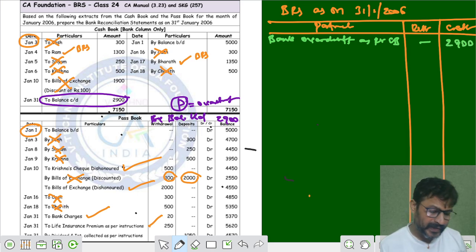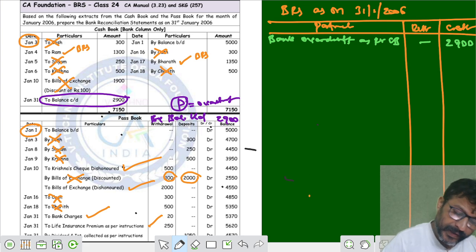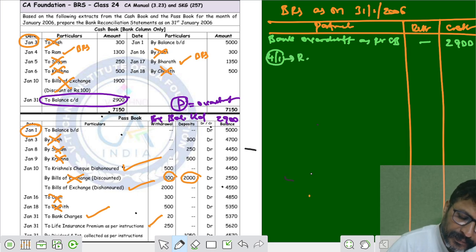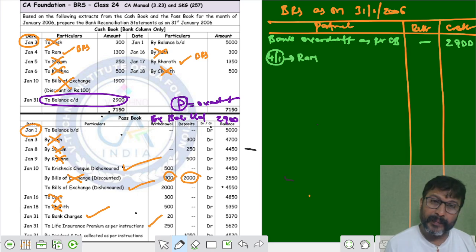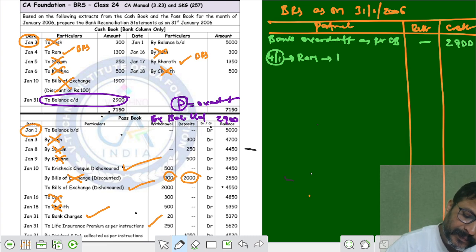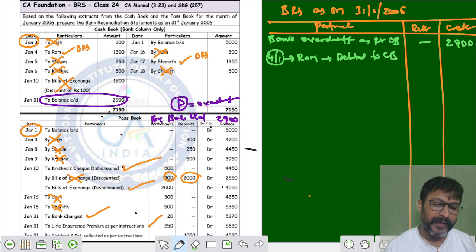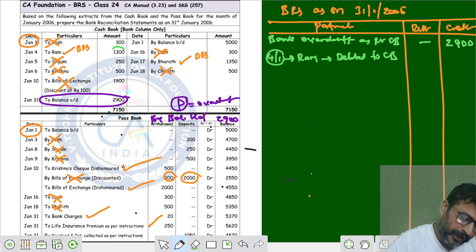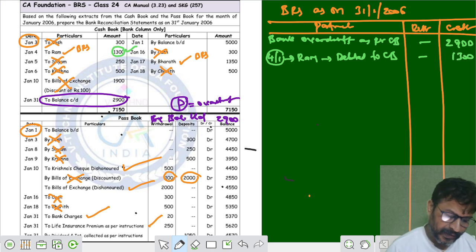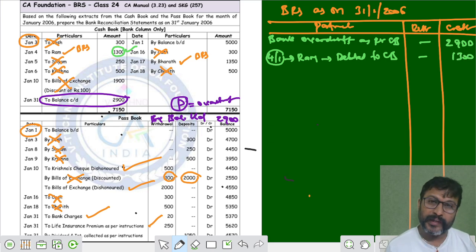Shall we do the BRS? Now, for Ram, Ram is on what date? It is on 4th January. Where is Ram taken? Ram is debited to cash book. When Ram is debited, we have to take it on what side? We have to take it on the credit side, that is rupees 1300. Then the rest of the things we have to ignore.